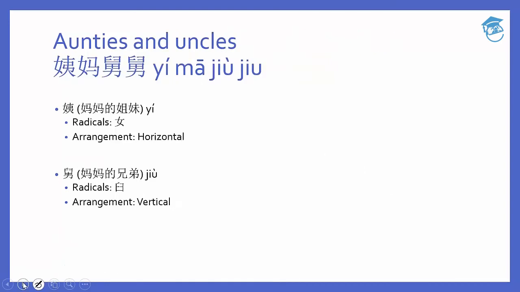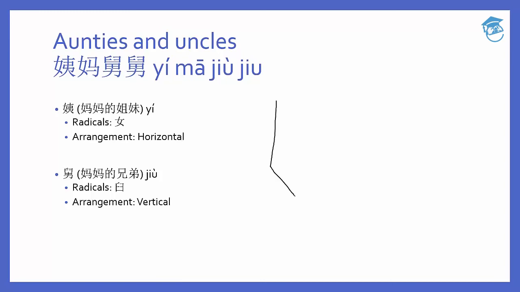Okay, next we are now at the maternal side. So for uncles and aunties, we call 姨妈舅舅. For maternal uncles and aunties, so the first one is 姨. 姨 is 妈妈的姐妹. Okay, no matter the mother's sister is elder or younger than my mother, we still call them 姨妈. This is the pinyin 姨, and the radical is what's on the left there. The arrangement is horizontal. Let's look at how to write 姨.